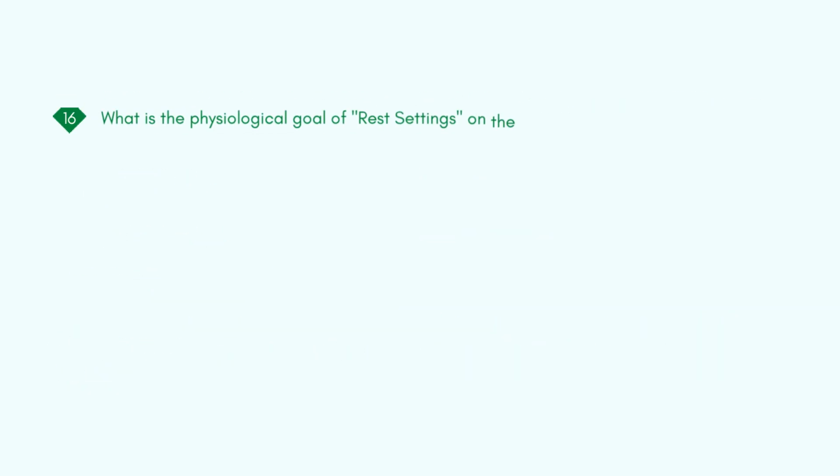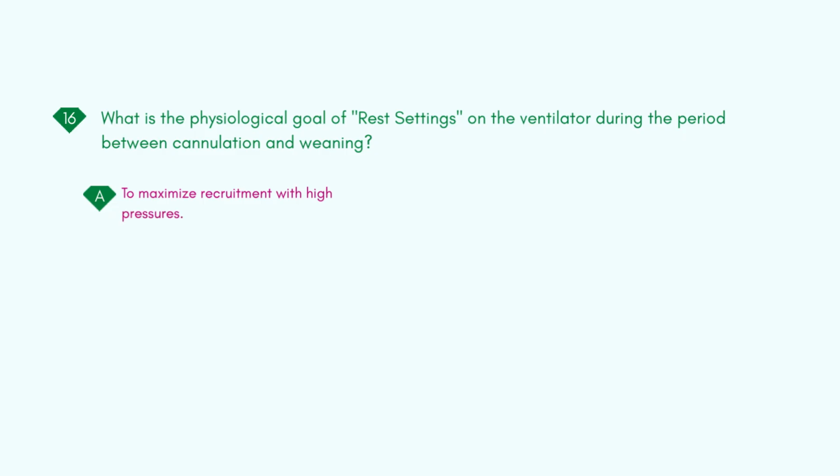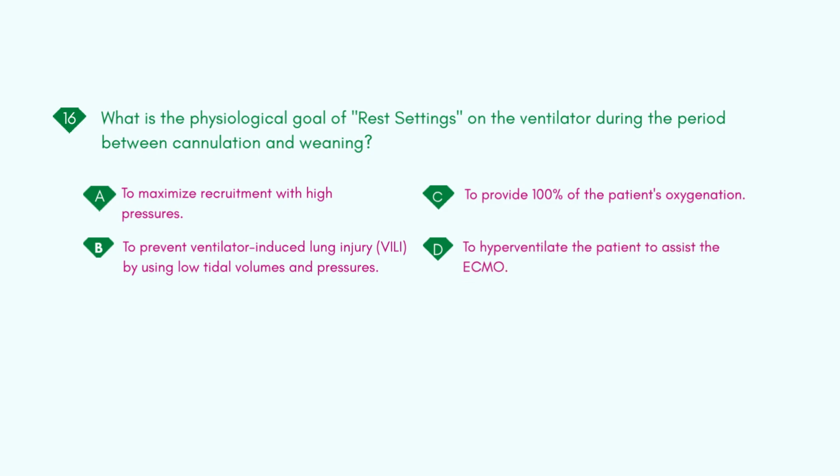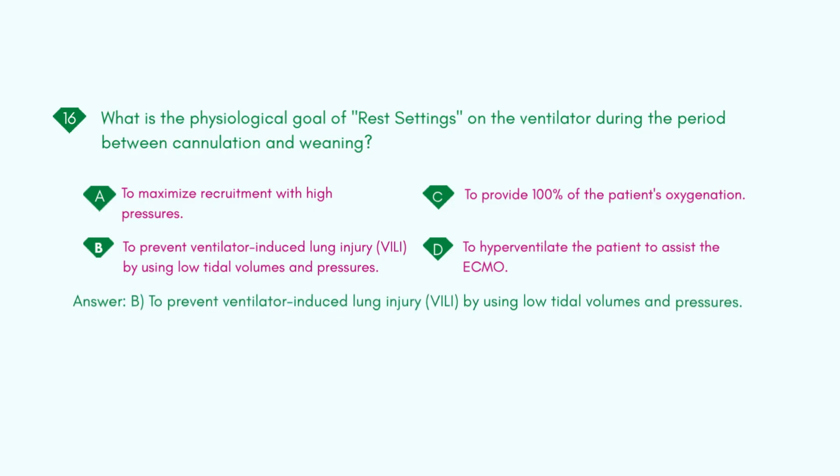What is the physiological goal of rest settings on the ventilator during the period between cannulation and weaning? A. To maximize recruitment with high pressures. B. To prevent ventilator-induced lung injury, VILI, by using low tidal volumes and pressures. C. To provide 100% of the patient's oxygenation. D. To hyperventilate the patient to assist the ECMO. Answer: B. To prevent ventilator-induced lung injury, VILI, by using low tidal volumes and pressures.